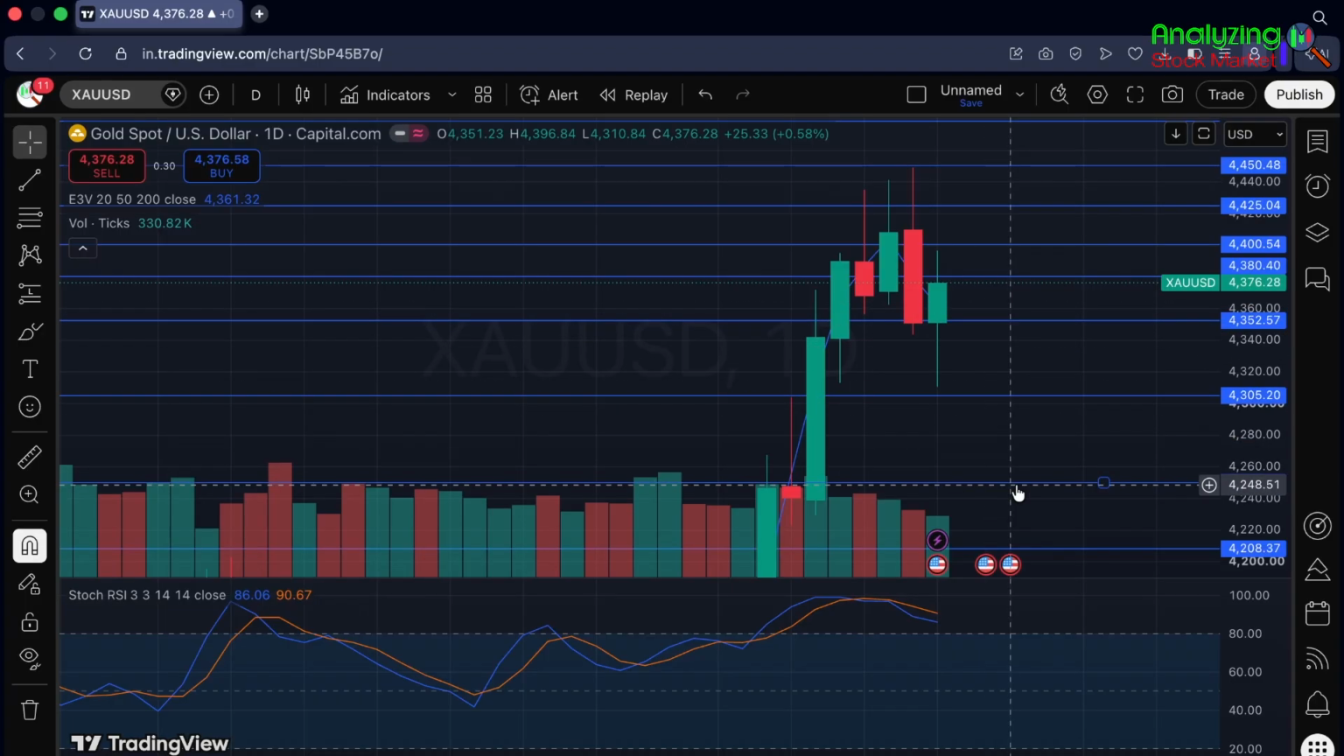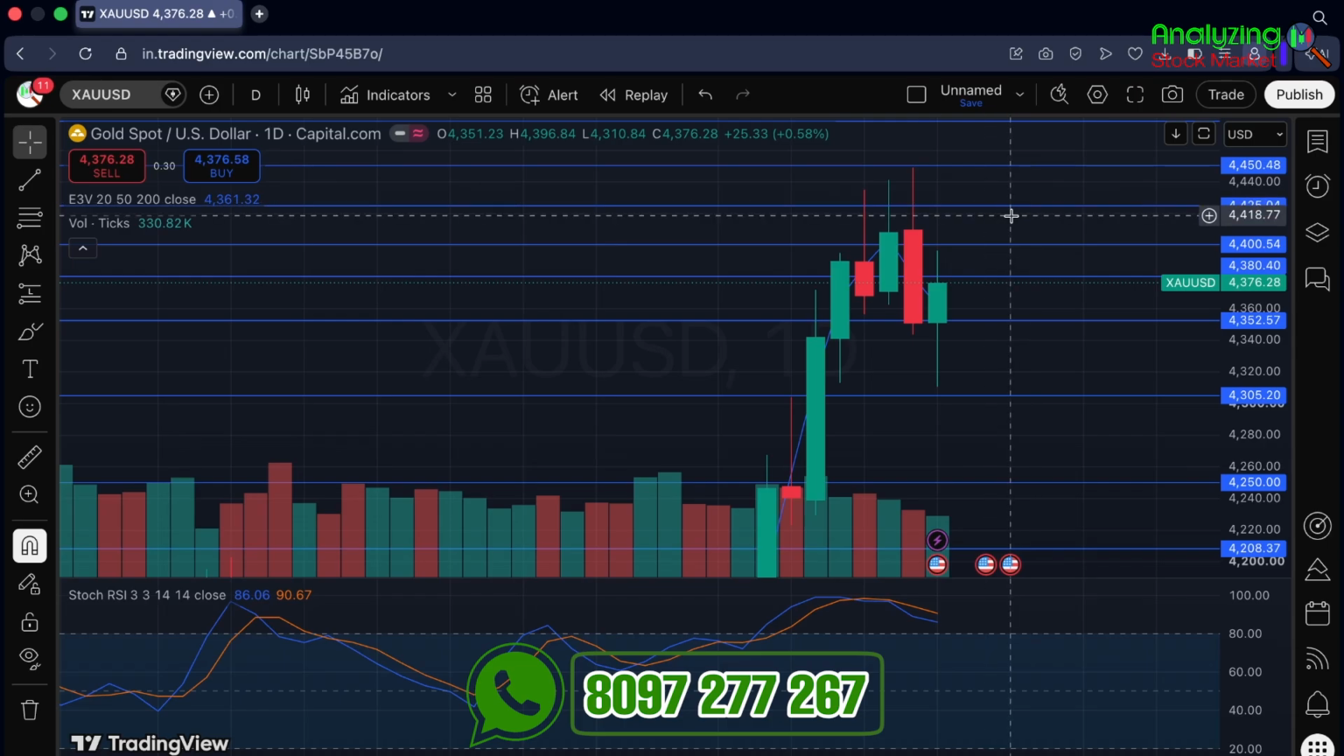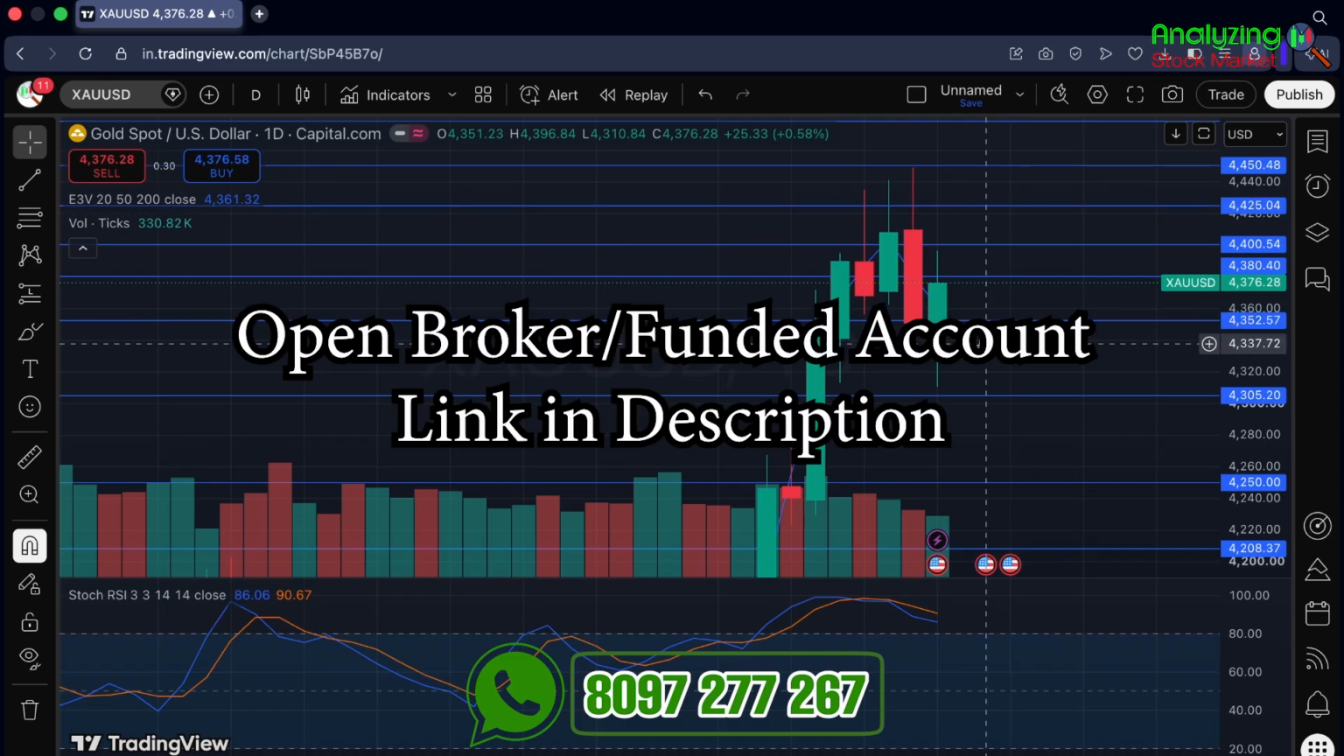I will even wait for this level while trailing the stop loss. But if you're going for any long trade, then only go for a long trade once 4380 gets breached with a 4-hour or a one-day candle closing. You can go for a long till 4400, which is too close, but you can also wait for 4425 as well. Overall, my expectation is a bit negative in this range.